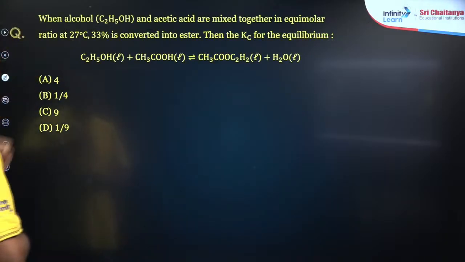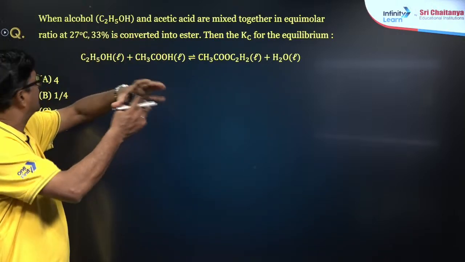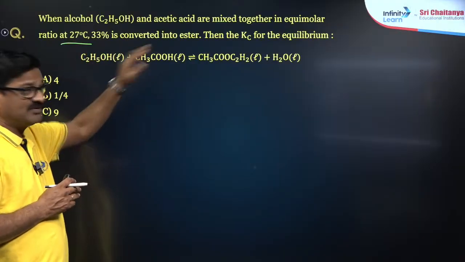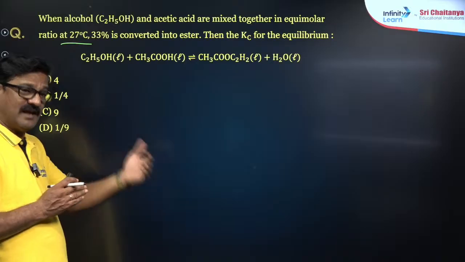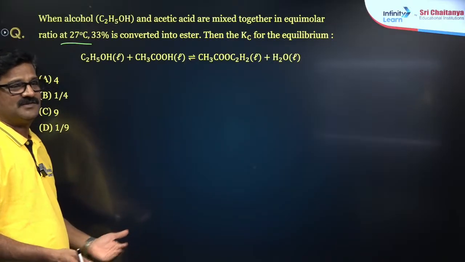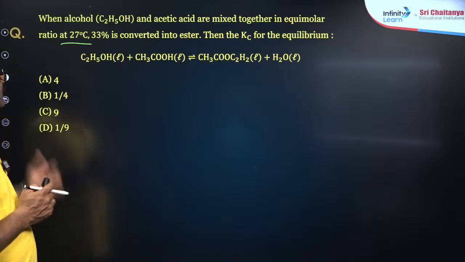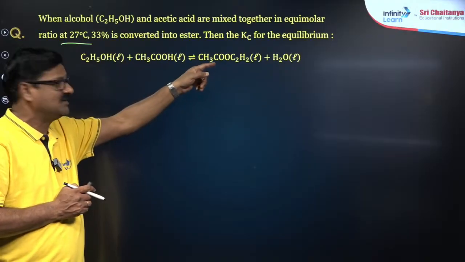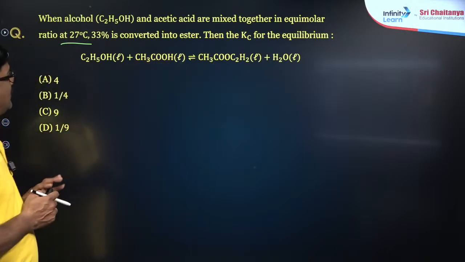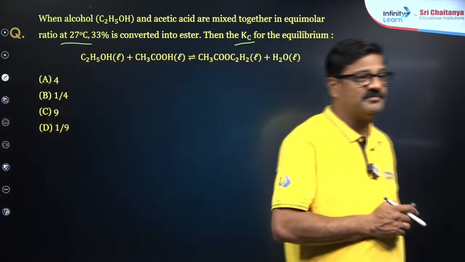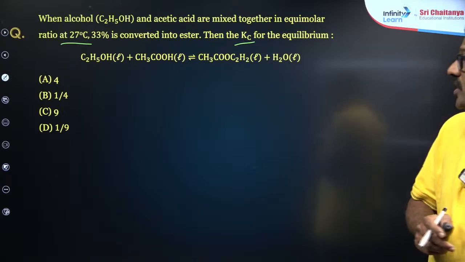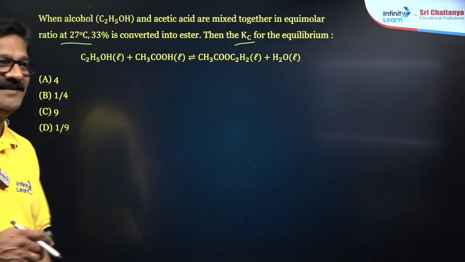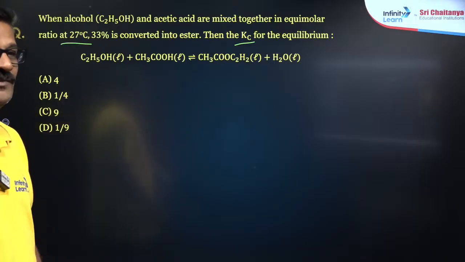And one more question. When alcohol and acetic acid are mixed together in equimolar ratio at 27 degrees centigrade, 33% is converted into ester. So alcohol treated with an acid gives an ester. This is called esterification. And the Kc for ethyl alcohol and acetic acid giving ethyl acetate plus H2O, you are asked to calculate Kc for this equilibrium. If 33% reacts, what can the answer be? Quickly. Hemant, taking some time, but you are giving the correct answer.